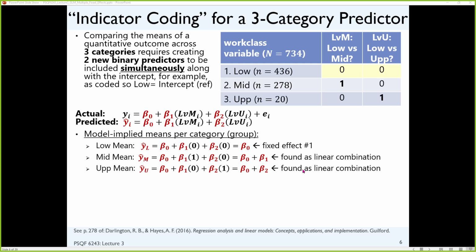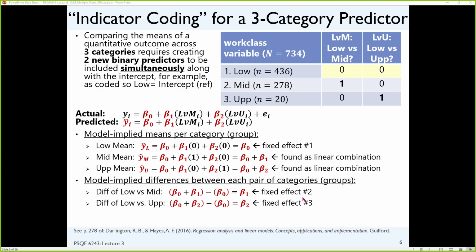Now, if I have 3 groups, how many possible pairwise differences are there that I might be interested in? Well, I might want to know about low versus middle, that's 1. Low versus upper, that's 2. And also middle versus upper, that's 3. So there's 3 potential differences that I might want to talk about with respect to how this variable predicts my outcome. So 2 of them are given directly by the betas.